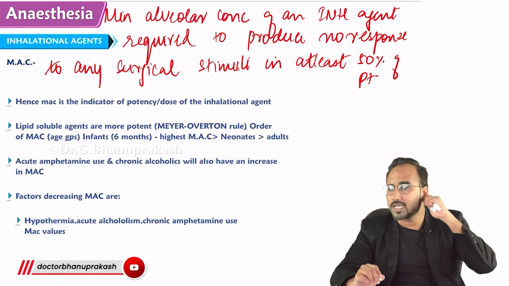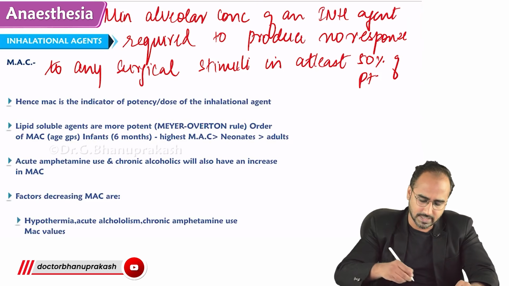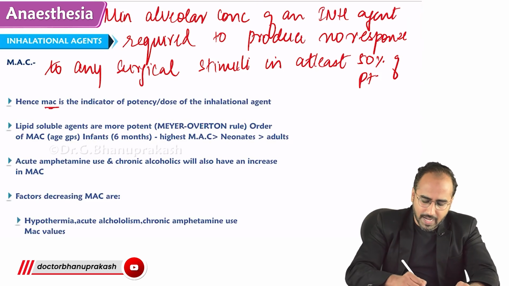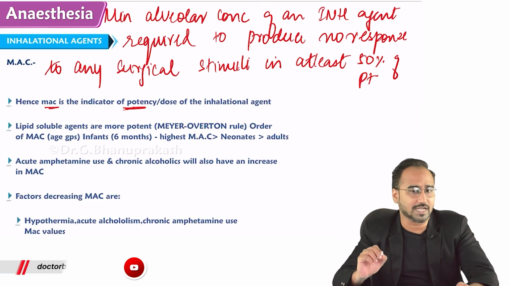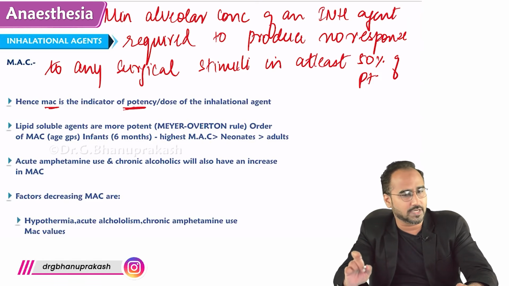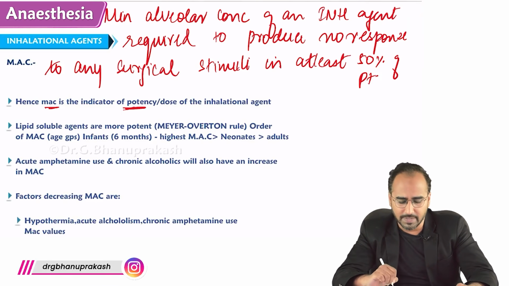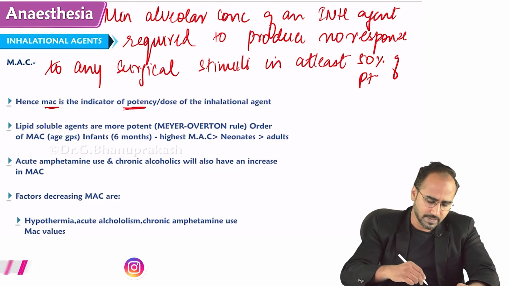What does MAC indicate, guys? MAC indicates the potency of the inhalational agent. MAC is an indicator of potency. That is very important, guys. But this is the most important point, guys. MAC indicates the potency of the inhalational agent, but MAC and potency are always inversely proportional.